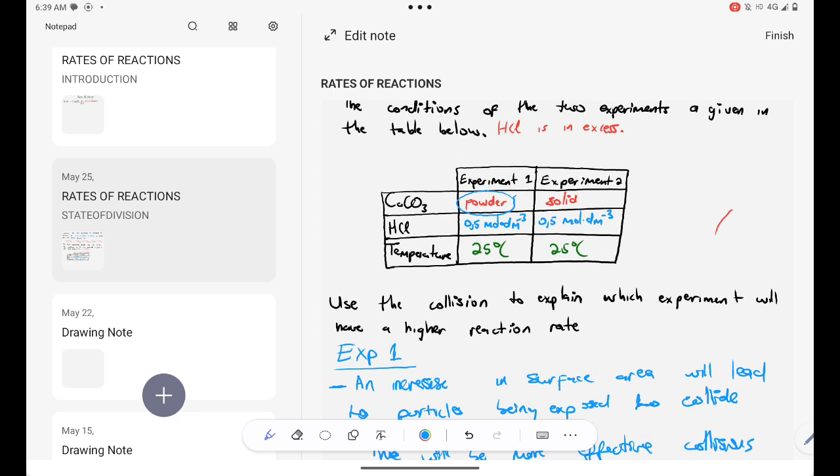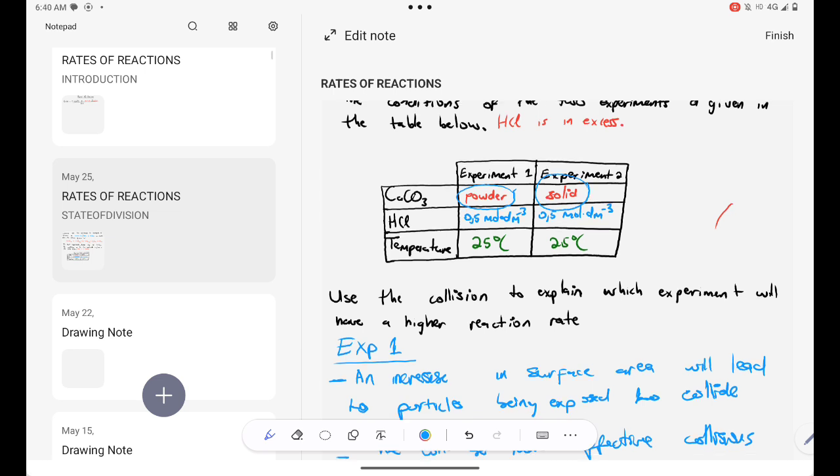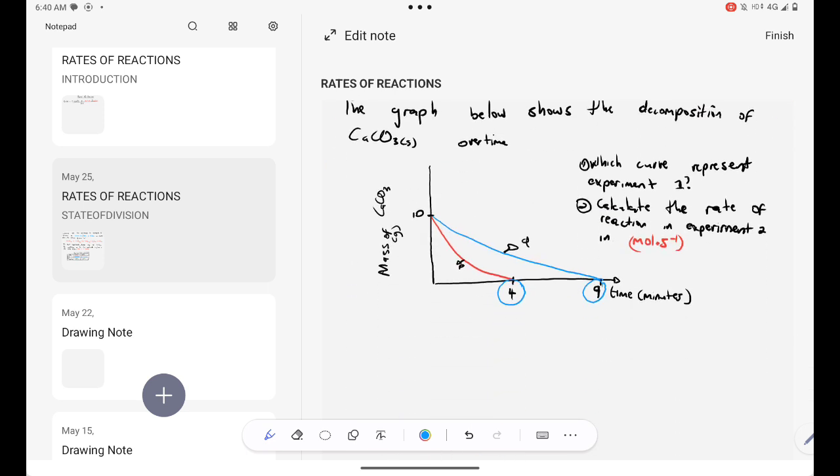Why does it take longer? Because the particles that are supposed to collide of our calcium carbonate are not exposed. Are you together? So the one that represents experiment 1 is basically curve P. There's curve P and curve Q, right? Curve P will simply represent experiment 1.